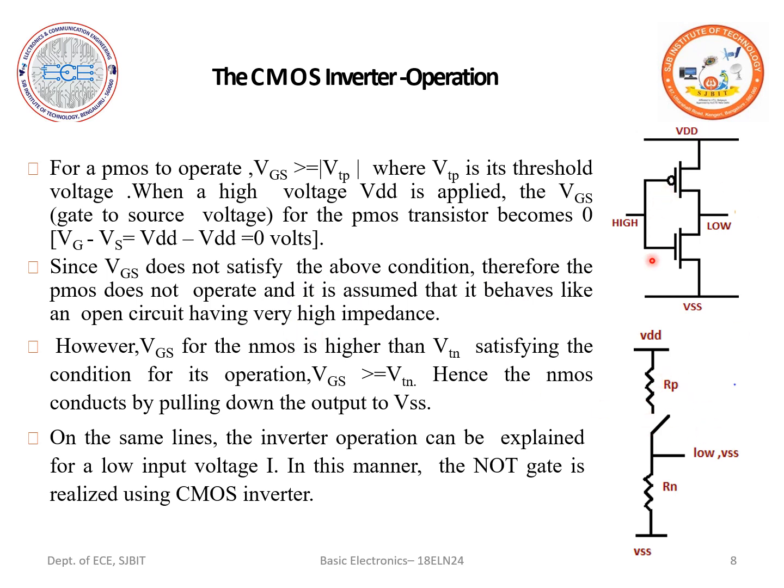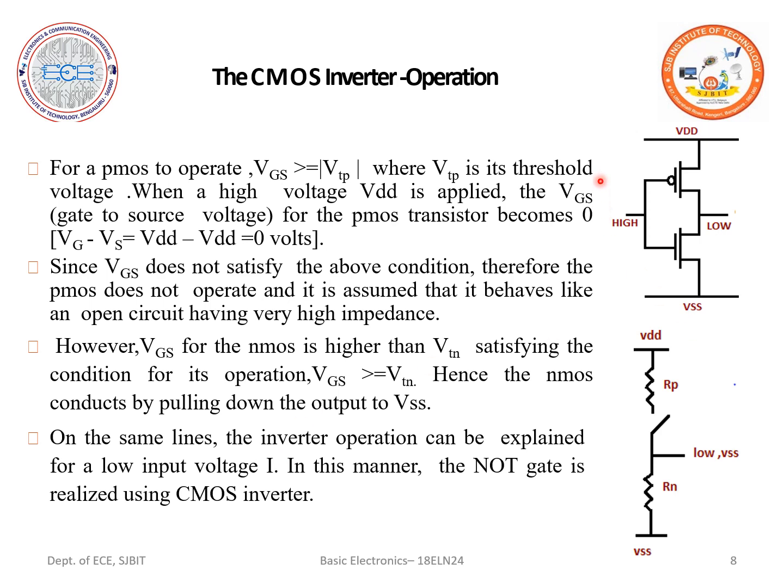However, the VGS for the NMOS is high, which is higher than the VTN, satisfying the condition for its operation. Hence the NMOS is going to conduct, pulling down the output to VSS. On the same line, the inverter operation can be explained for a low input voltage I. In this manner, the NOT gate is realized using a CMOS inverter.